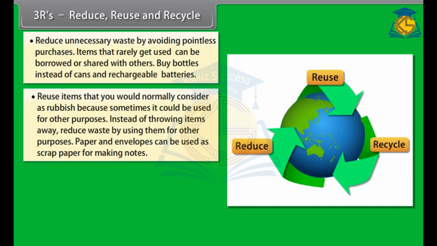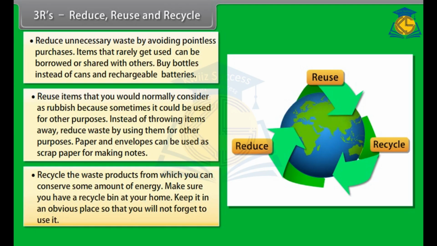Reuse items that you would normally consider as rubbish because sometimes it could be used for other purposes. Instead of throwing items away, reduce waste by using them for other purposes. Paper and envelopes can be used as scrap paper for making notes.